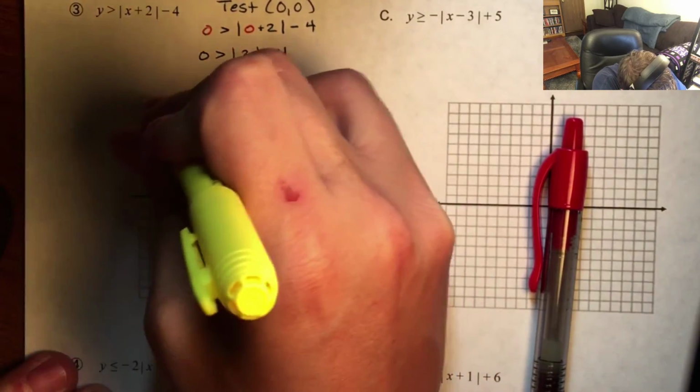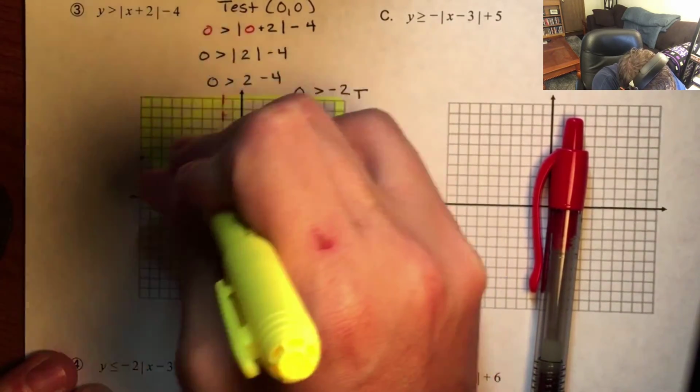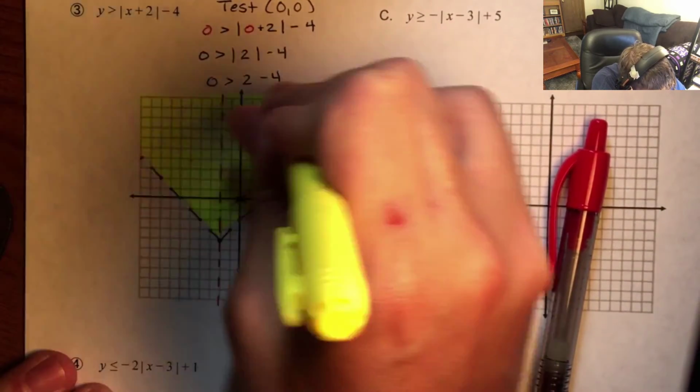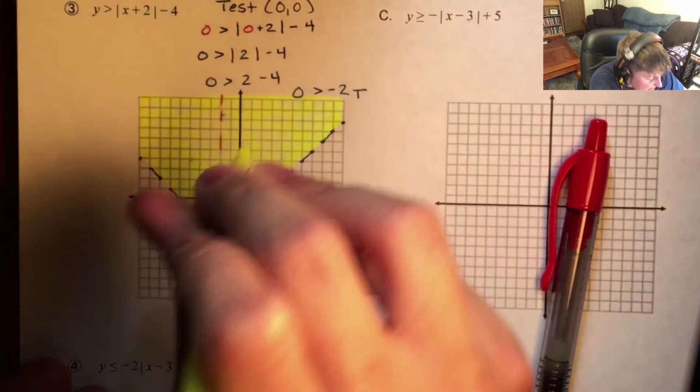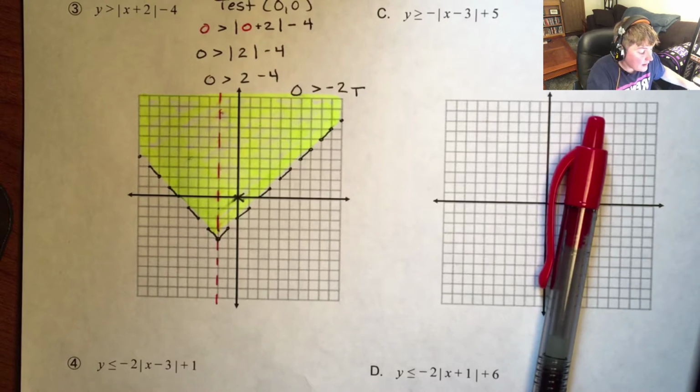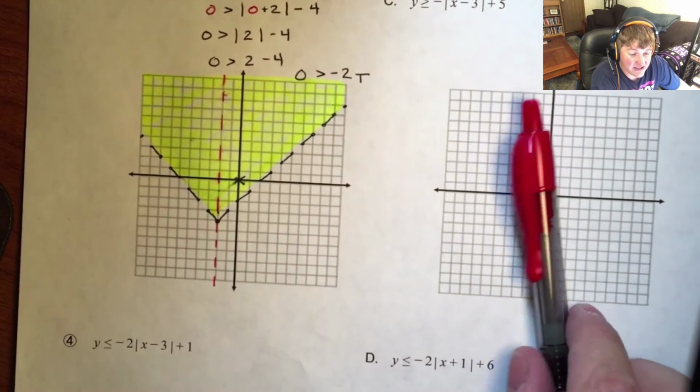And if it was false, we would shade on the opposite side because we would have tested 0, 0, found out that it's not a solution, meaning that there's no solutions on that side at all. Because if one point is a solution on that side, then all of them are. Okay, let's go ahead and just go over what is and is not a solution.